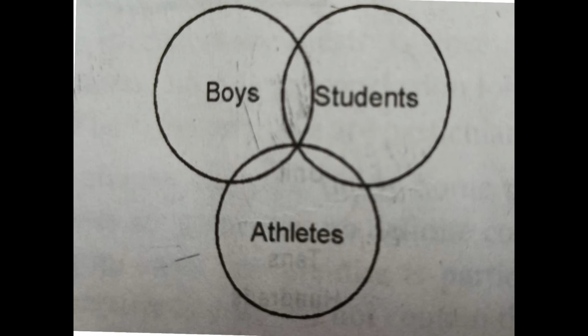Type 6, relationship between boys, students and athletes. All the three items are related to one another but to some extent, not completely. So some boys may be students and vice versa. Similarly, some boys may be athletes and vice versa, and some students may be athletes and vice versa. Hence this diagram is perfect.